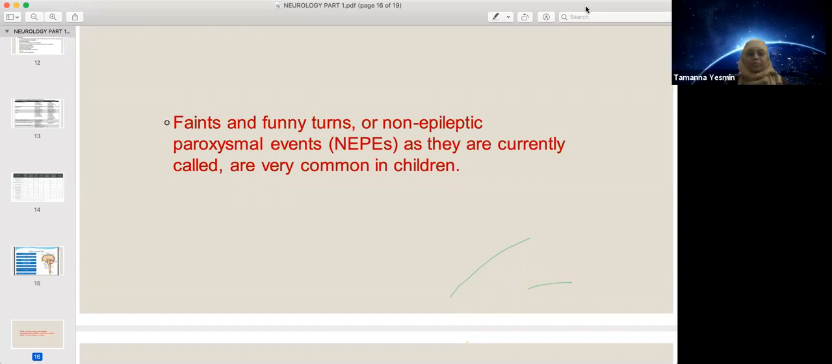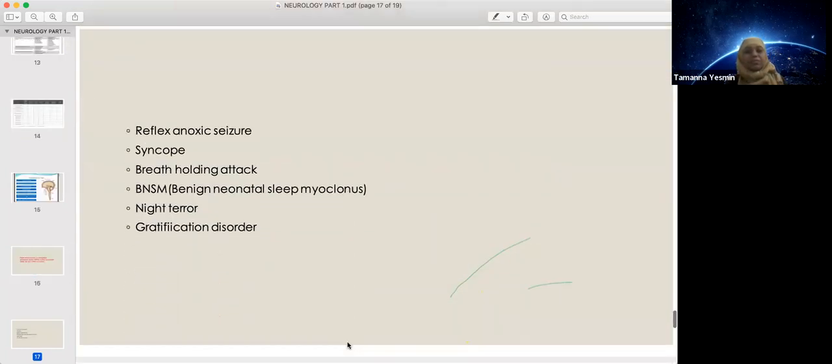And with these funny turns, when parents come to a GP in the United States, the GP usually calls it a funny turn. If it is not severe, they usually counsel and send the parents home, but there are certain red flags for when to return. So we will see what the funny turns in pediatrics are.